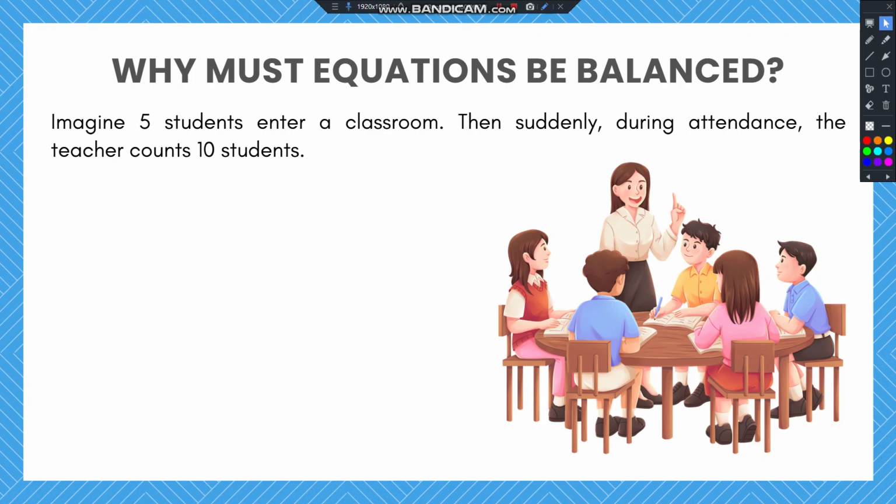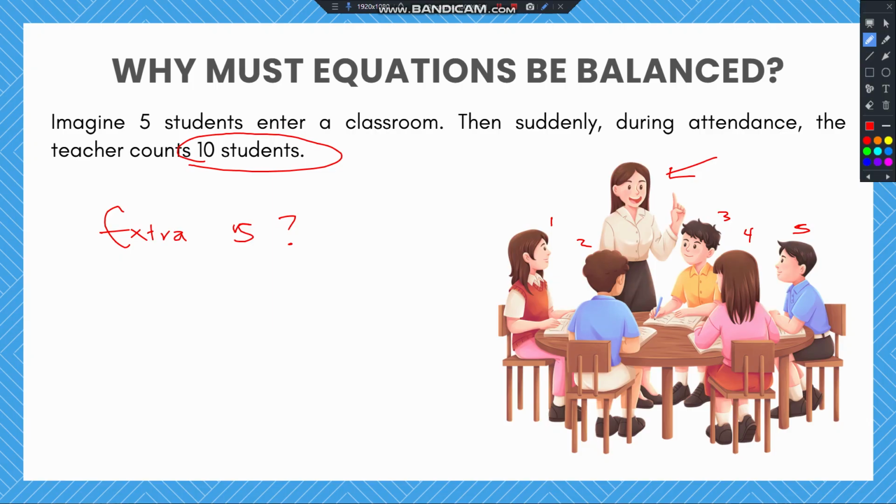So I'm starting off with a question. Imagine five students enter a classroom. Now we have the illustration of a classroom setting on the screen right now. Here is the teacher, and here are the students. One, two, three, four, and five. Five of them enter a classroom, and then suddenly, during the period when it was time to take attendance, the teacher counts 10 students. What comes to your mind? Where did the extra five students come from? Because what entered into the classroom is not what is being counted in the classroom right now.